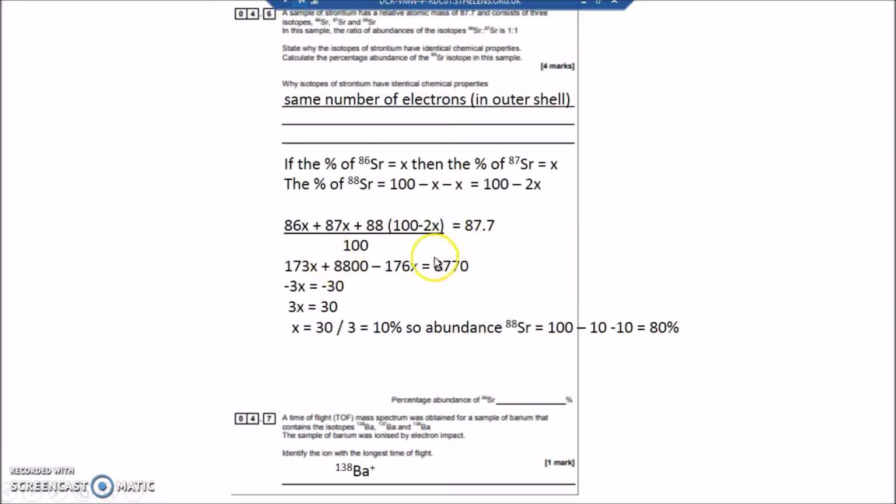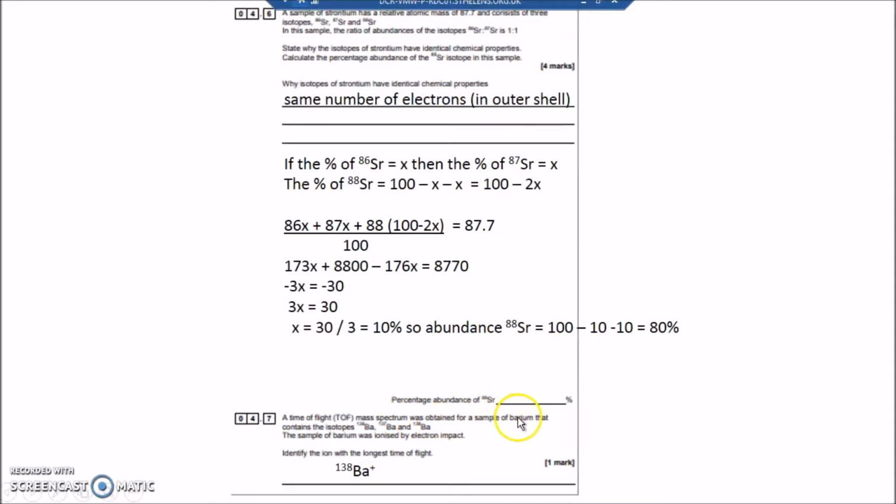Multiply both sides by 100, and then 8600 plus 8700 take away... the x terms give 86x plus 87x take away 176x, which is minus 3x. Take this across the other side, so that becomes 8770 take away 8800, which is minus 30. Make both sides positive. 3x is 30, x is 30 divided by 3, that's 10%. So the abundance of each of the Sr-86 and Sr-87 isotopes, that's x, is 10%, so the amount of Sr-88 is 100 take away the amounts of the other two isotopes, 80%.